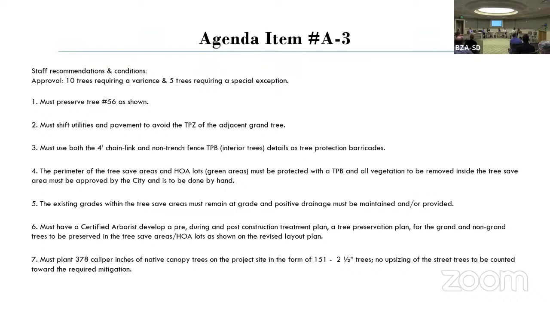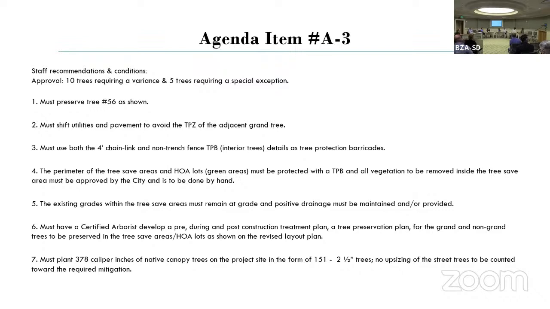The perimeter of the tree save areas and the HOA lots, the green areas, I am requiring that they're totally barricaded, not just the tree, but the entire green area as shown on the exhibit, and that all vegetation to be removed inside the tree area must be approved by the city. So there may be some dead snags in those larger areas that we'll have to go in and select to be approved for removal, and all that work to be done by hand. The existing grades within the tree save areas must remain at grade, and positive drainage must be maintained and/or provided. Number 6, must have a certified arborist develop a pre-, during, and post-construction treatment plan.